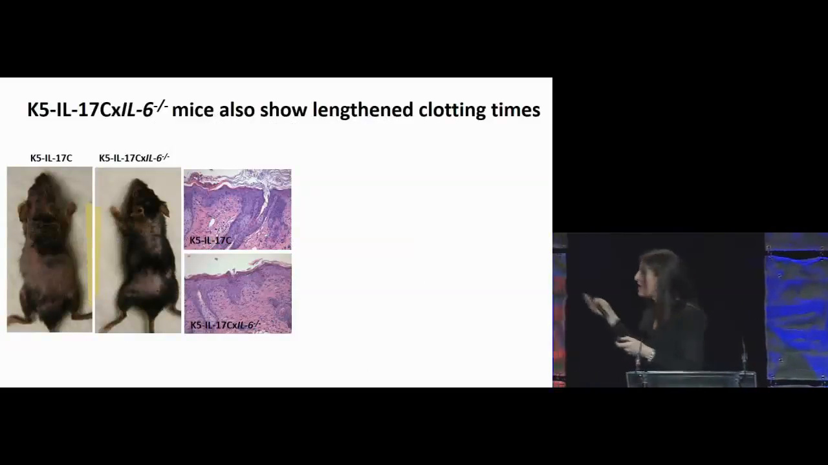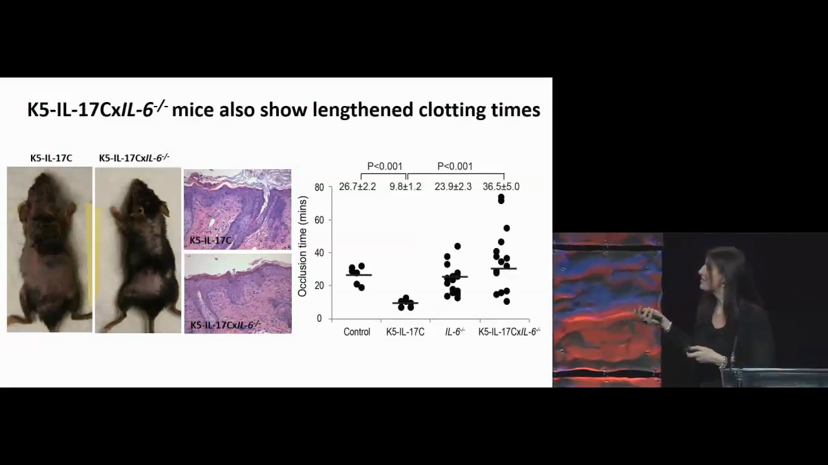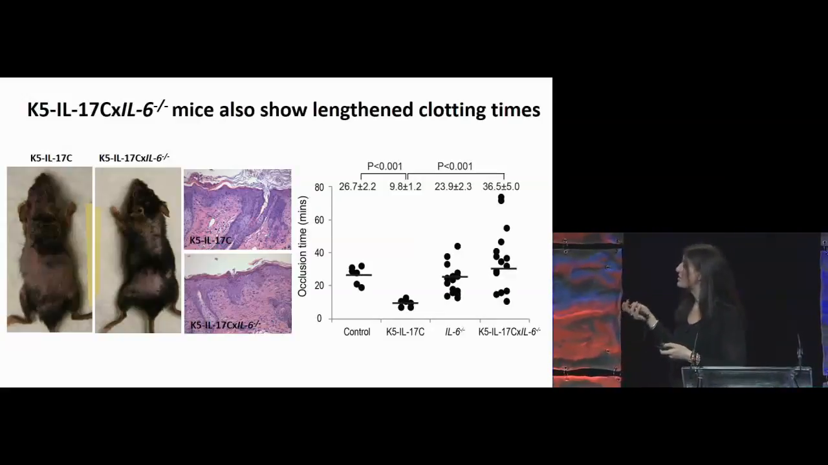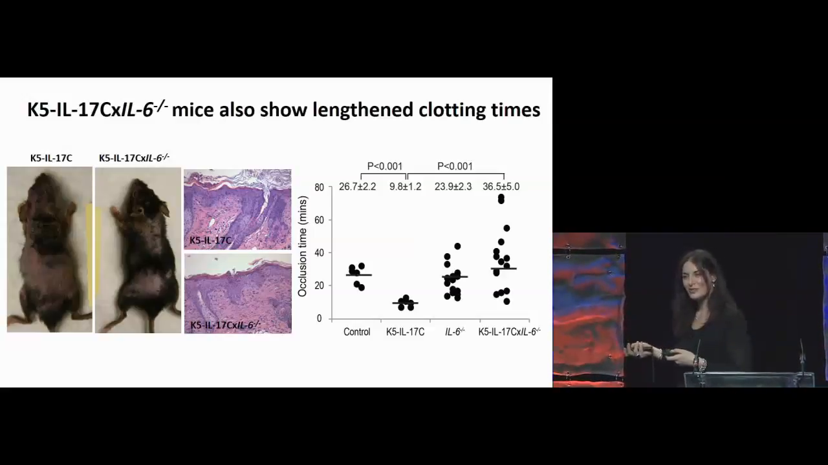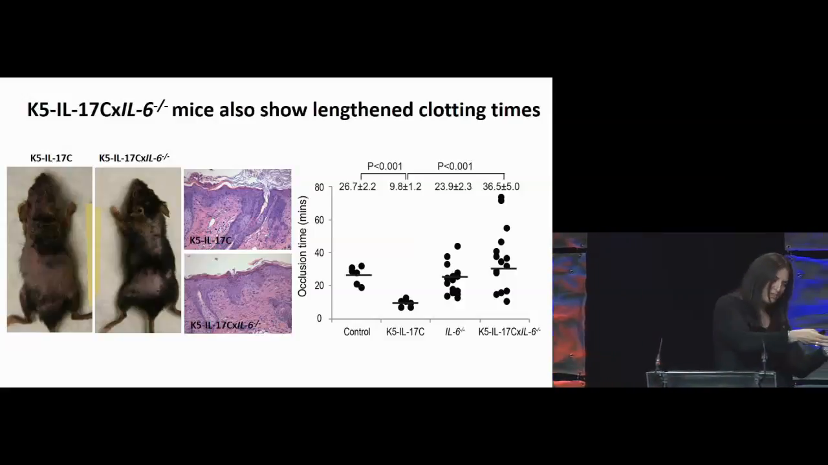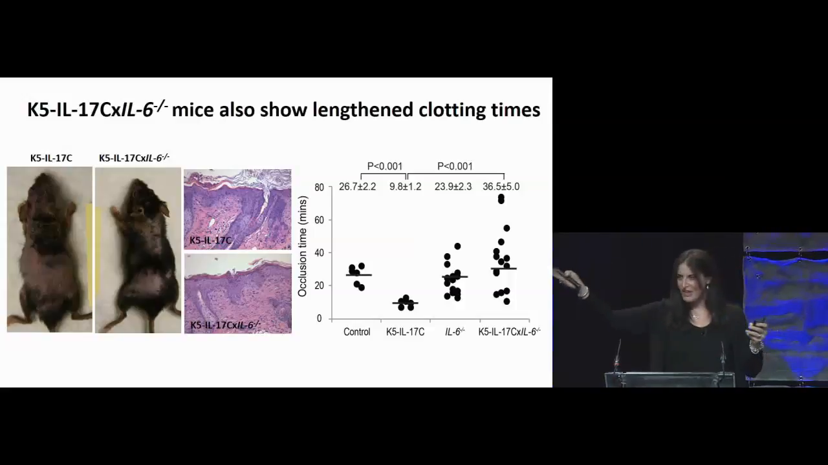IL-6 rescue is not just unique to the KC-TY2 mouse. When we back-cross the 17C mouse to the IL-6 knockout, skin disease is still there, but thrombosis clotting times come back to normal. So we're now able to separate out skin inflammation, things that are coming out of the skin that can influence distant vessels, and separate out the two.